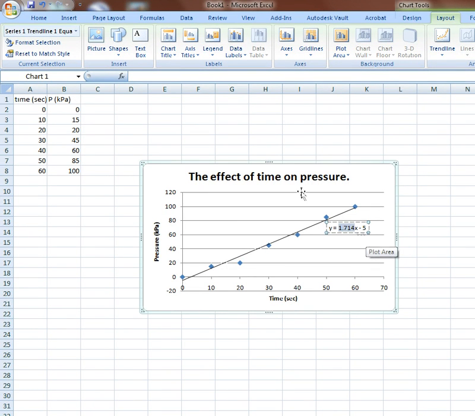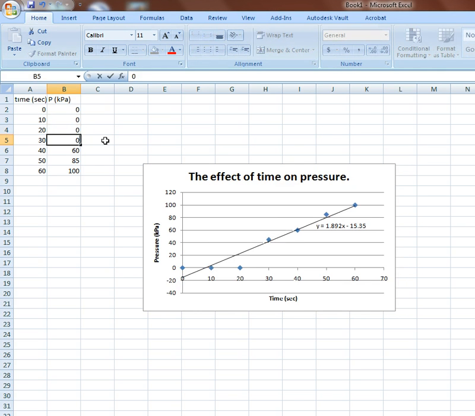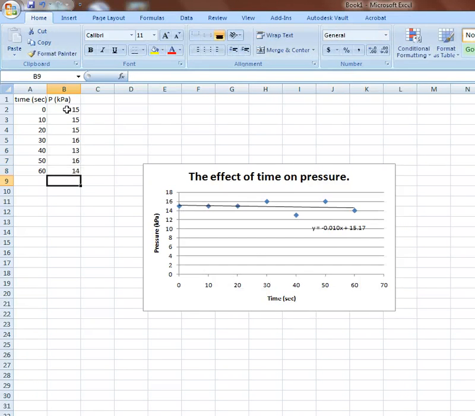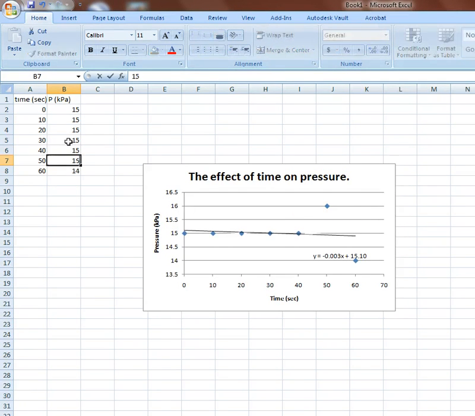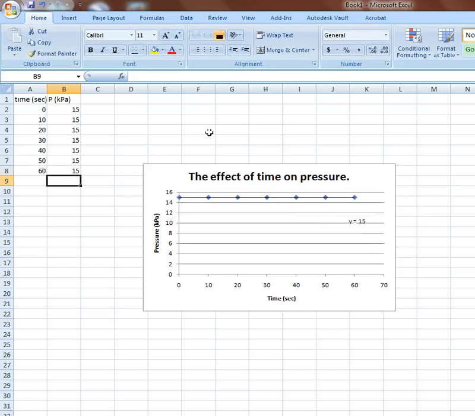Now, what would happen if I got a linear slope? Let's do 15. Let's do an exact linear slope, because you may see that this year. Okay, so that's a linear slope.